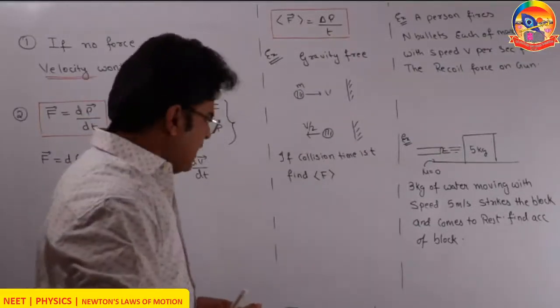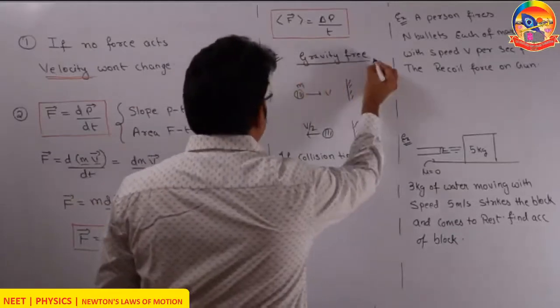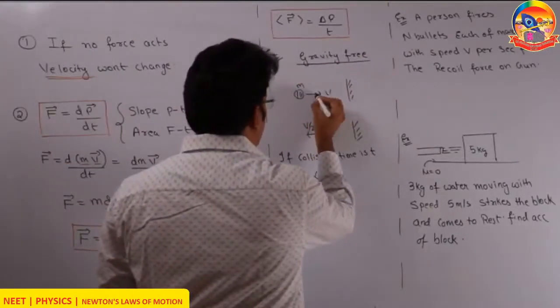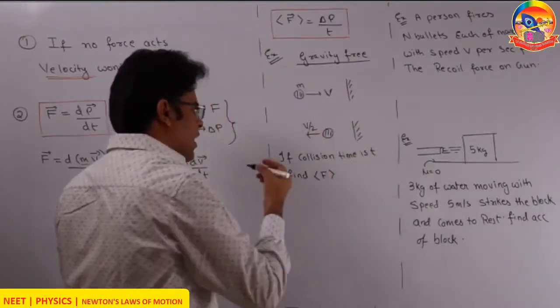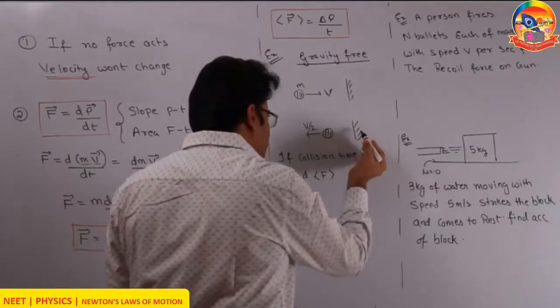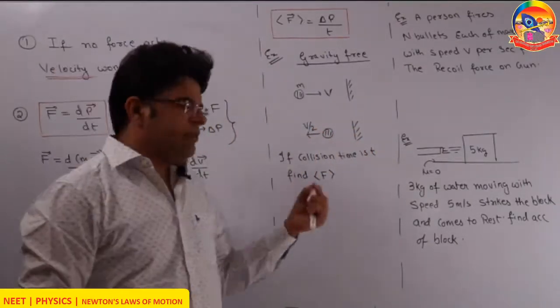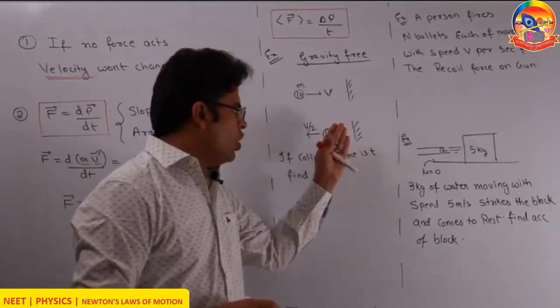Let's start understanding better with some examples. Let's say in a gravity-free region, there is no gravity, a ball of mass m goes towards a wall which is fixed with a speed v, and then after collision with the wall, it bounces back with a speed v by 2. If the collision time is t, determine the average force applied by the wall on the ball.